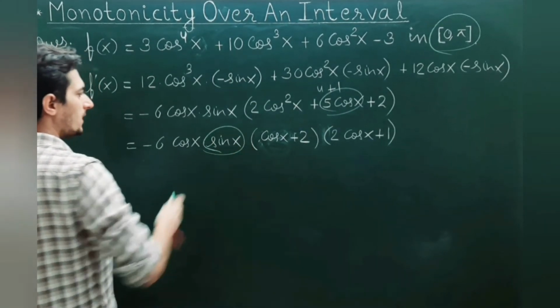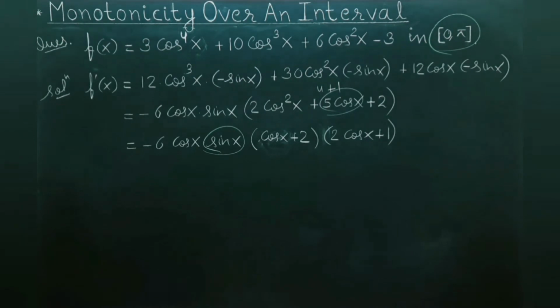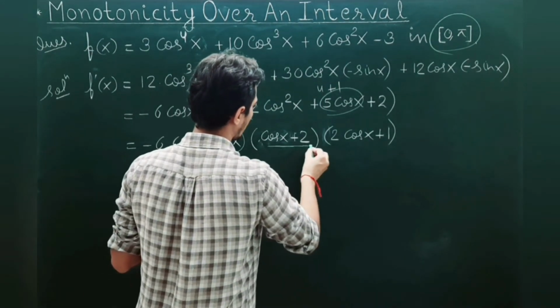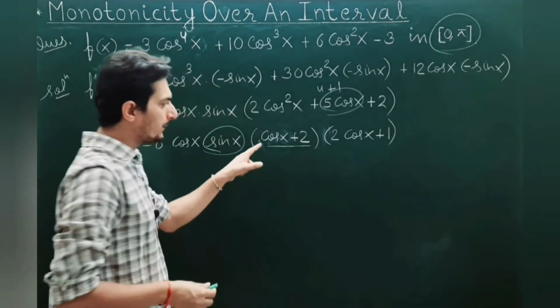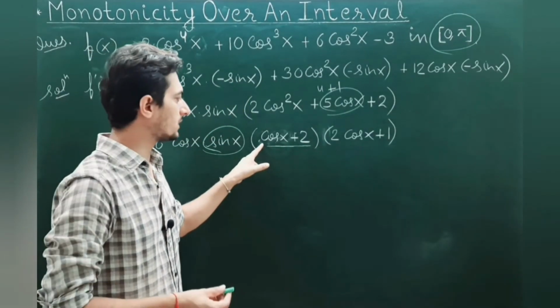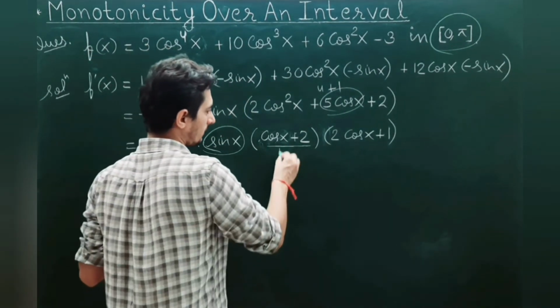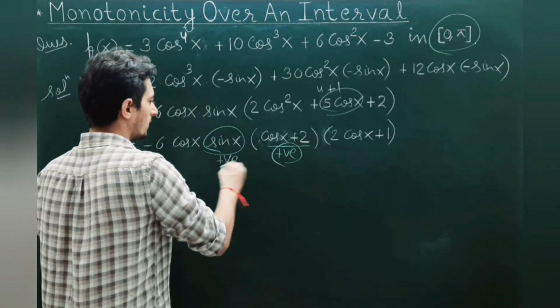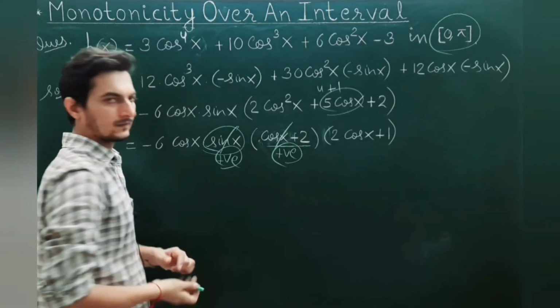Sin x is positive in 0 to pi. This factor you can see here is cos x plus 2. You know that the cos minimum value is minus 1, maximum plus 1. So this is always positive. This is a positive value. This is a positive value. So these two are not going to affect the sign.